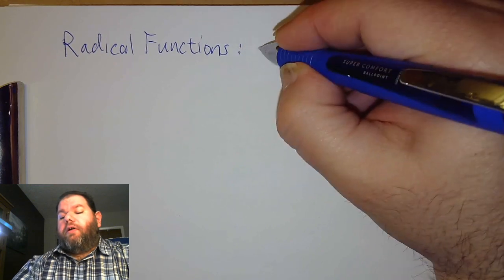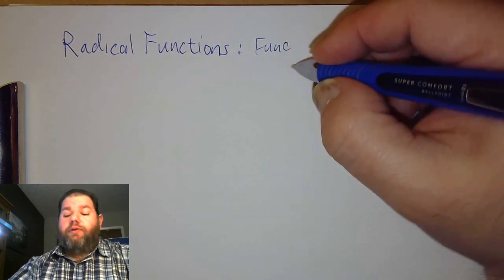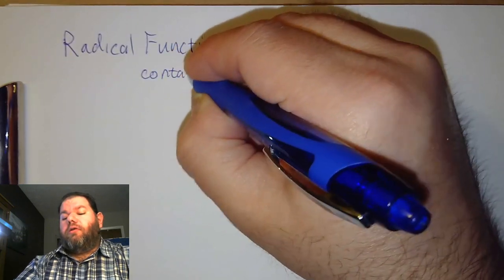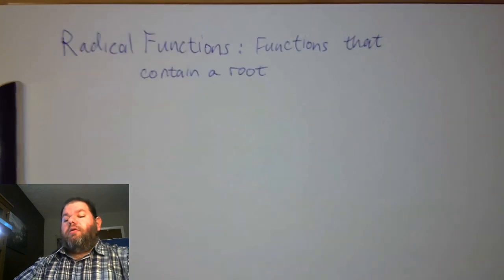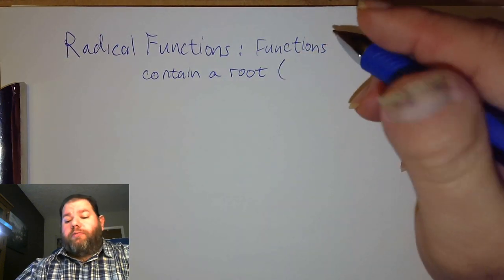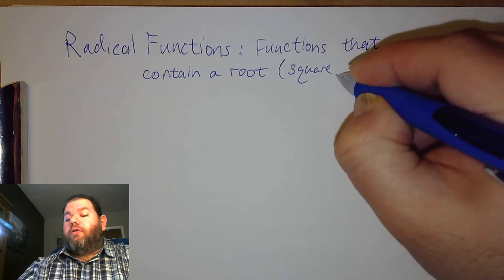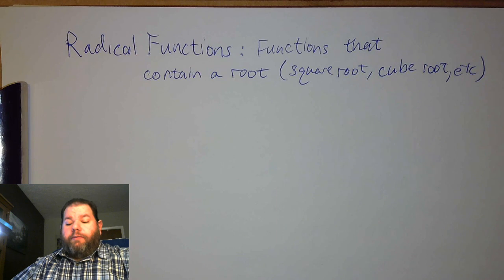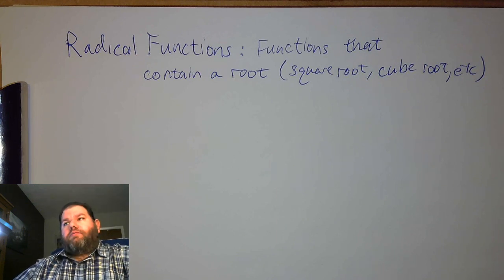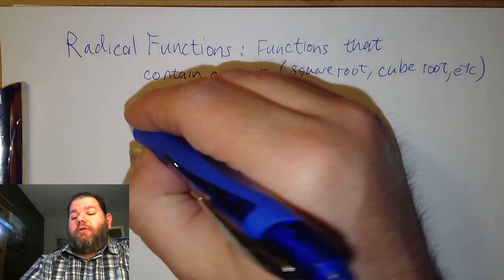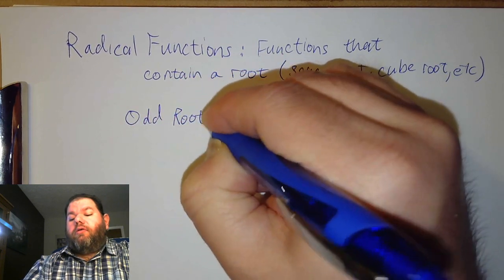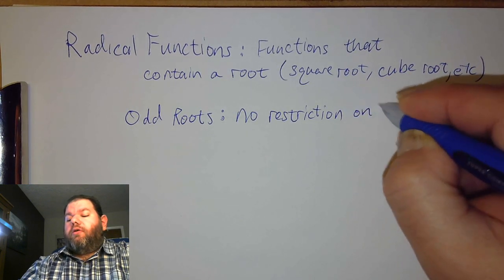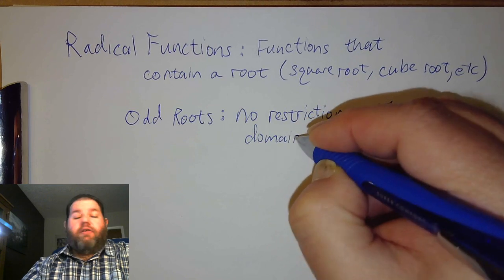Now, radical functions, these are functions that contain a square root or contain a root, whether it's a square root or a cube root, etc. That's what we're referring to. Now, for functions with odd roots, there's no restriction on the domain. And when we say there's no restriction on the domain, we mean the domain is negative infinity to infinity.